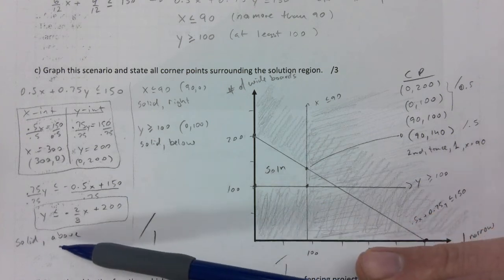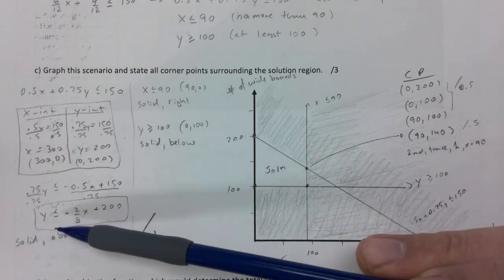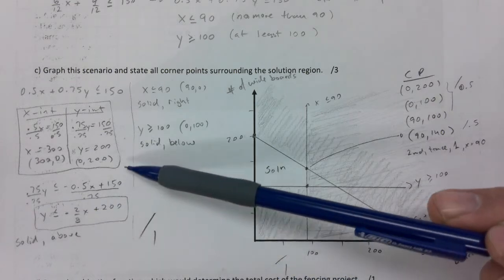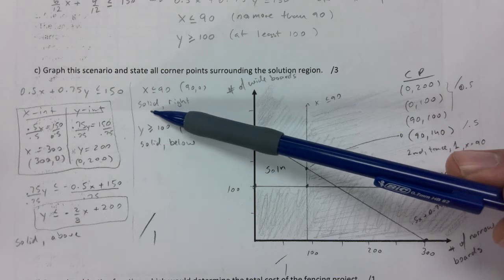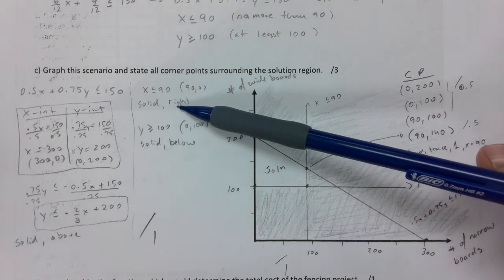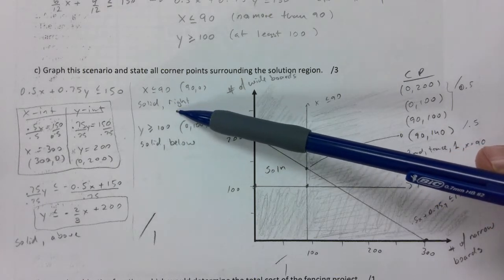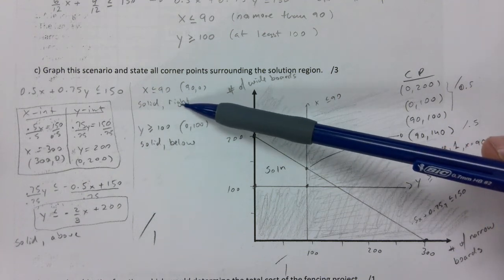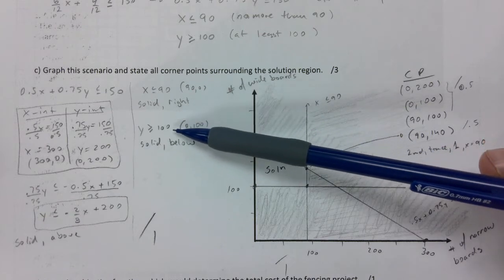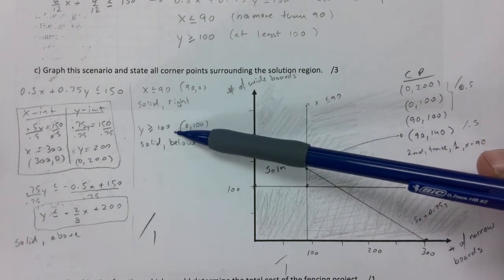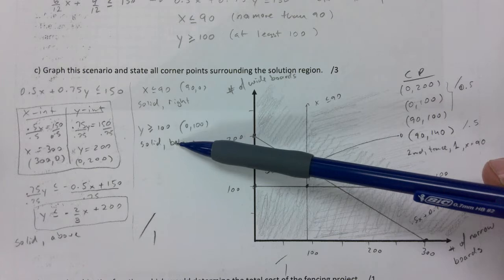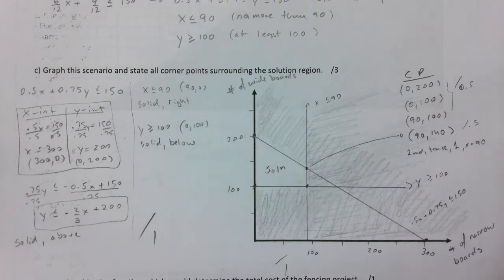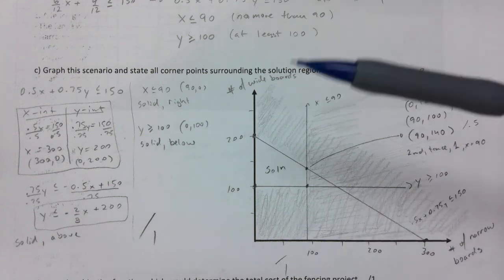The diagonal line is solid, and you'll shade below the line because below the line is the true region. Then you have a solid vertical line, so it's either left or right. Since the left is true, we shade left. You have a horizontal line here. It's also a solid line, and because it's greater than, meaning above is true, we shade above.